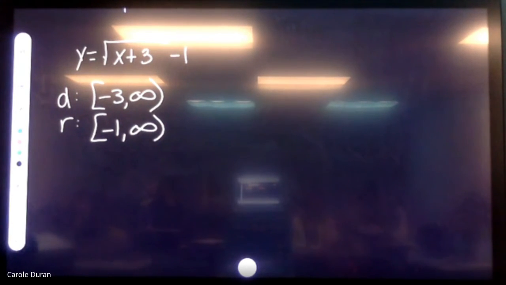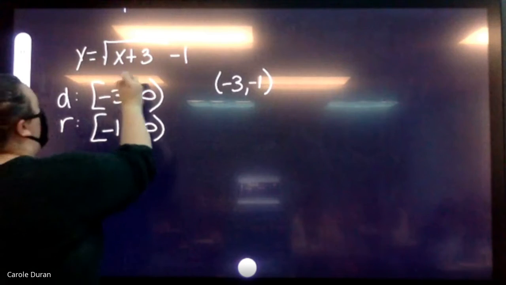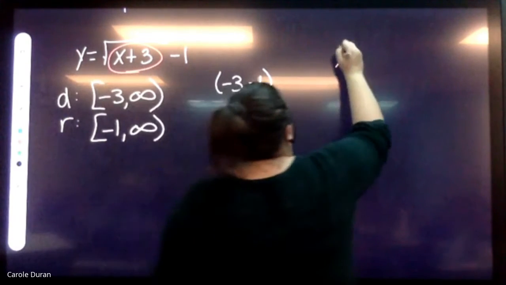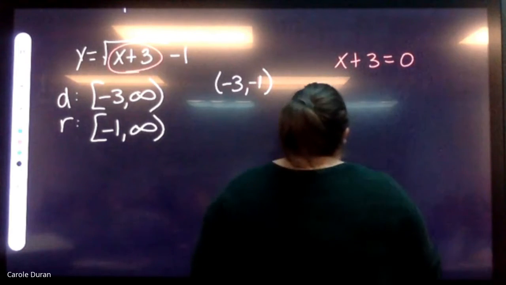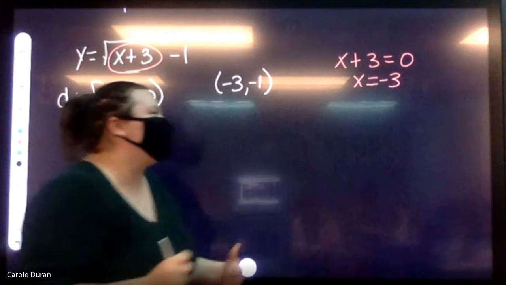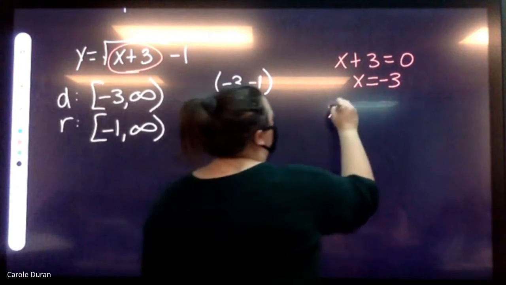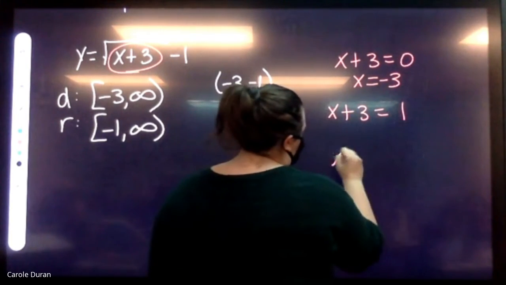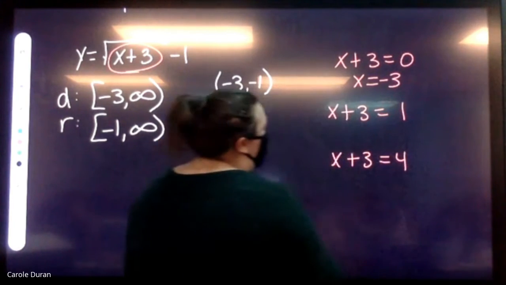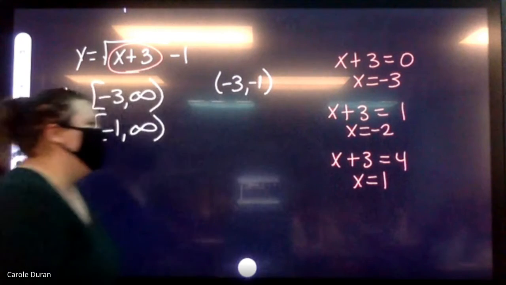Which means the first point that I'm going to be graphing is what? -3, -1. Good. We can check that by taking what's under my radical and setting it equal to 0. Then I subtract the 3 over, and I get x equals -3, and it worked. To find my other 2 points, I set x plus 3 equal to 1 and x plus 3 equal to 4. I solve for x, and I get x equals -2 and x equals 1.